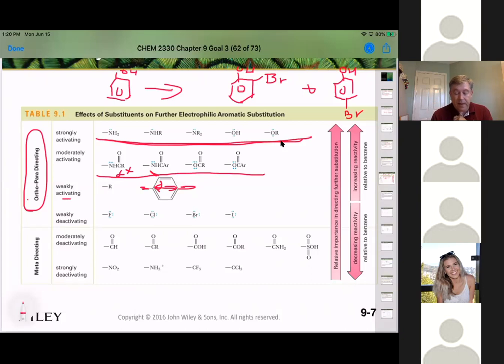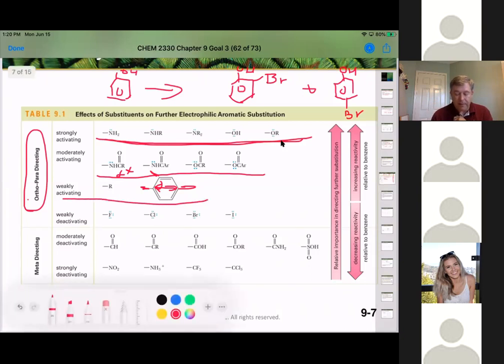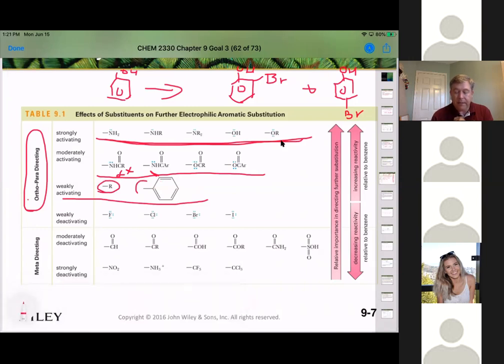The next thing we have here is what we call weakly activating. And they're weakly activating because the carbon-carbon bond is not very polar, and therefore it's not really adding electron density, but it's not taking electron density away either. Okay, so that's what we call our weakly activating. And so all of these, if they're already on the ring, are going to promote ortho-para direction.